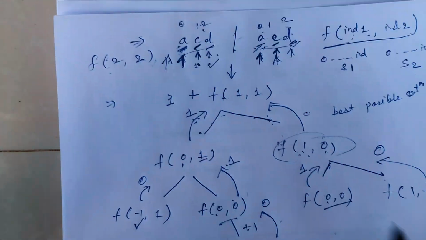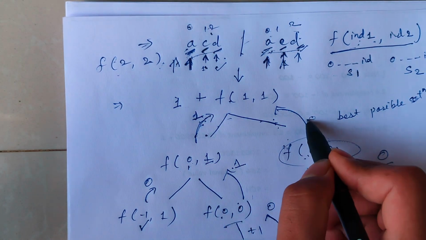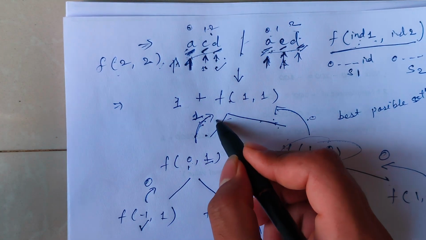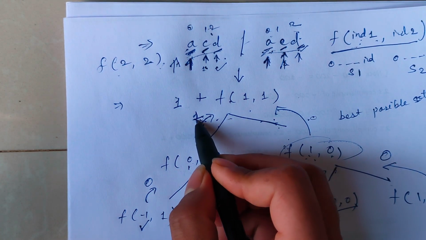Here what we can see is, if it would be 1 and it would be 0, then we would be taking the maximum of it. So we are taking the best possible solution here. Okay.